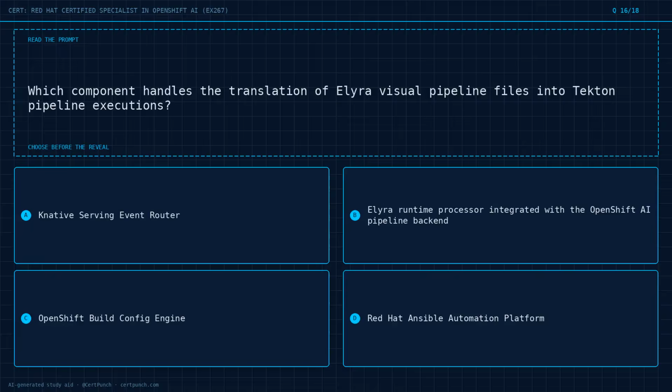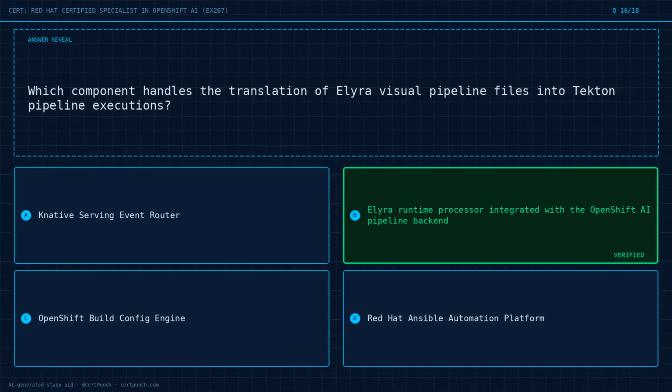Question 16 of 18. Which component handles the translation of Elyra visual pipeline files into Tekton pipeline executions? Option A, native serving event router. Option B, Elyra runtime processor integrated with the OpenShift AI pipeline backend. Option C, OpenShift build config engine. Option D, Red Hat Ansible automation platform. Make the call before the reveal.